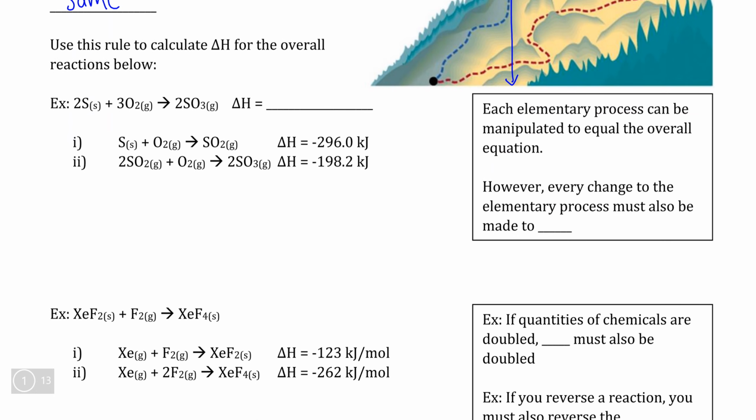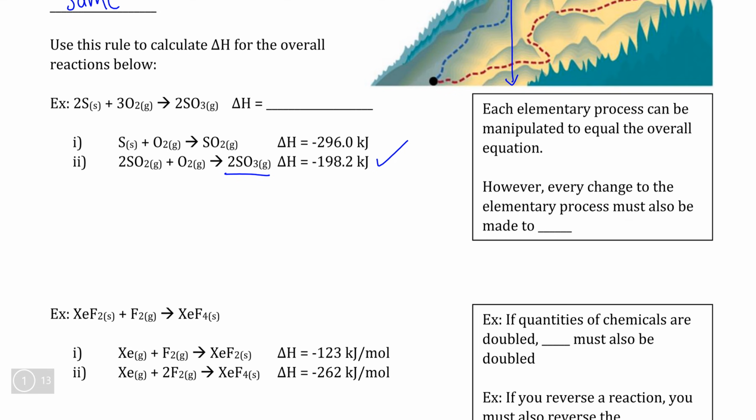So in practice, how do we use Hess's law to determine an overall reaction's delta H? Well, if we take a look at these two examples here, we can see how to do this. So remember, the goal is to get our elementary processes to equal the overall reaction here. So if we look at step 2 for the sake of argument, we see that step 2 has two sulfur trioxide molecules just like our overall reaction, which means that we can simply leave this as is.